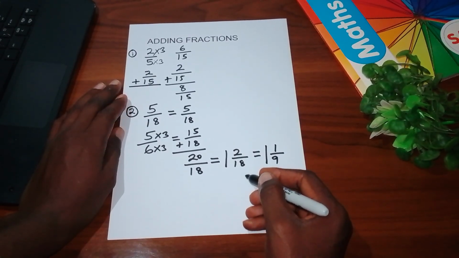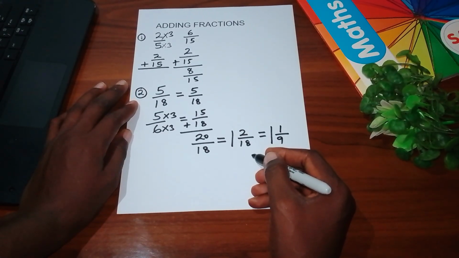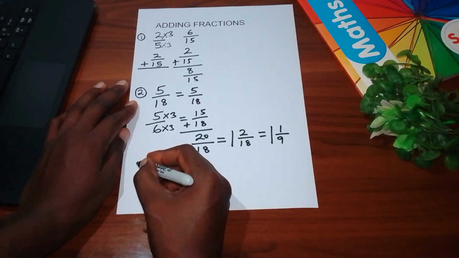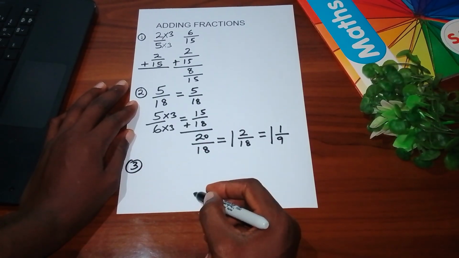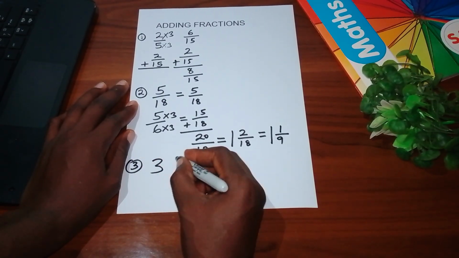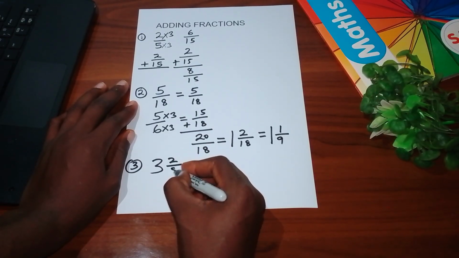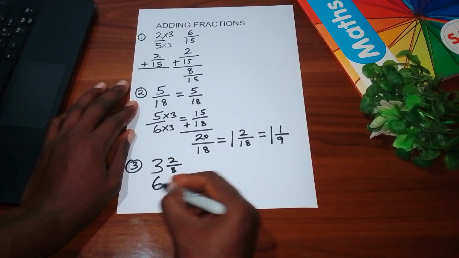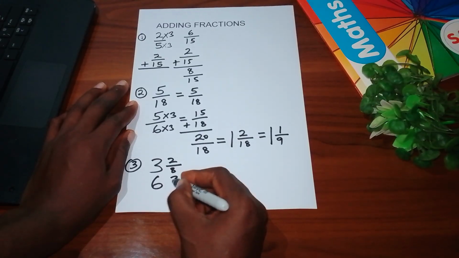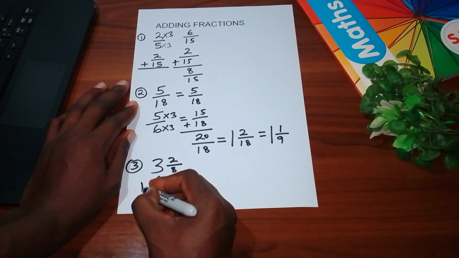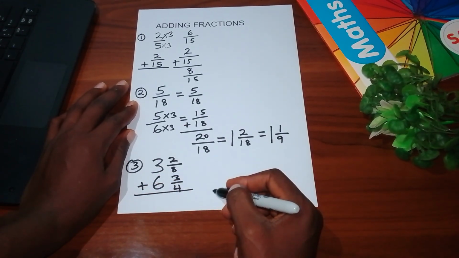Now, we move on to the next question, which is number 3. This time you have a whole number. 3 whole numbers, 2 out of 8 plus 6, 3 out of 4. Let's add this.